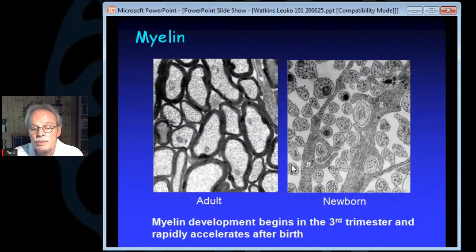Here's another picture to make one point, in that adults have a lot of myelin, but myelin is very, very sparse in newborns. Myelin development just begins in the 3rd trimester of pregnancy, but it rapidly accelerates after birth. So in the newborn, you see a lot of these axons here that have very little, if any, visible myelin on it, whereas an adult has quite a bit.